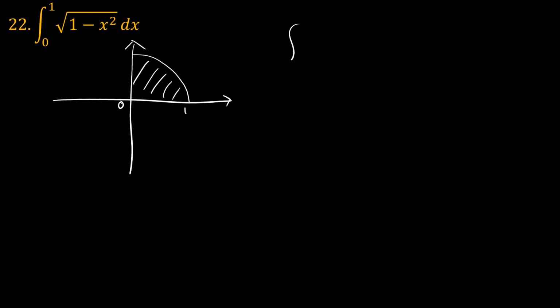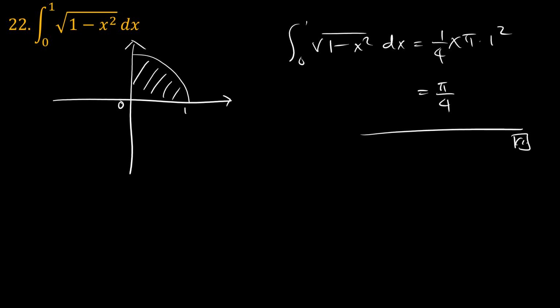In other words, the integral from 0 to 1 of the square root of 1 minus x squared dx is the same as a quarter times the area of the circle, which is pi times 1 squared. So this is pi over 4, right? And that is it. We could also say let x be equal to sine theta, such that dx d theta is equal to cos theta.